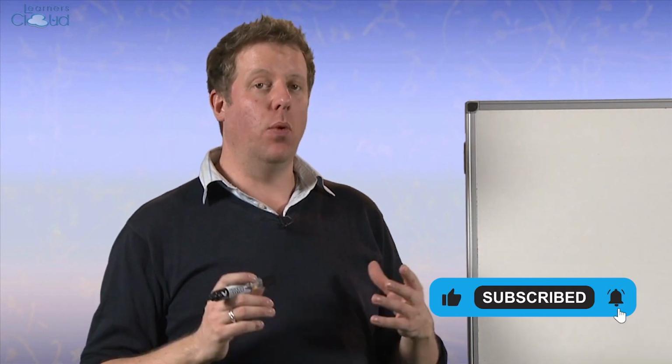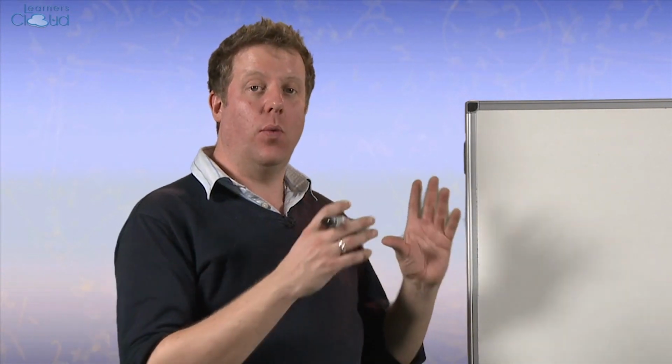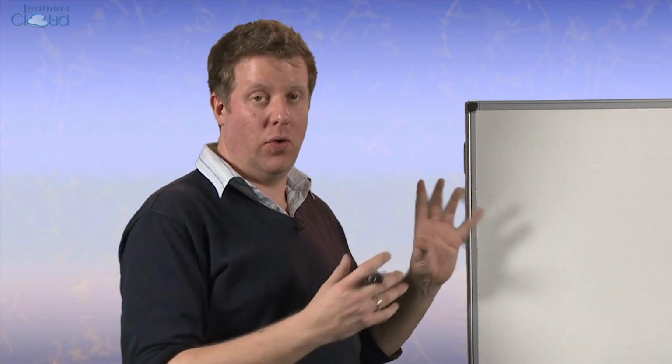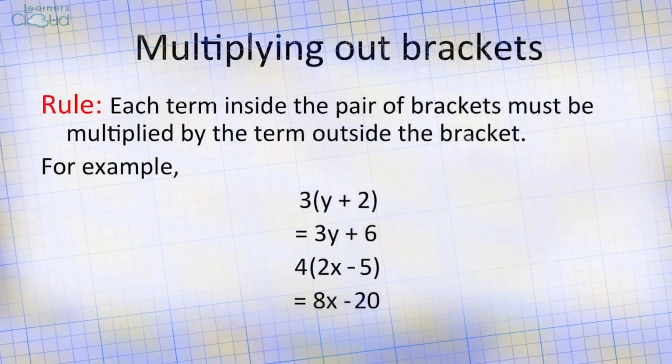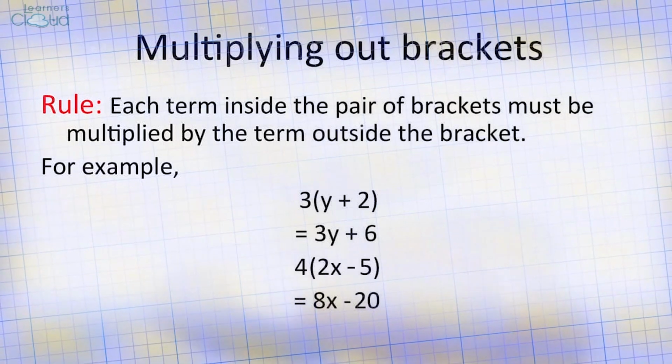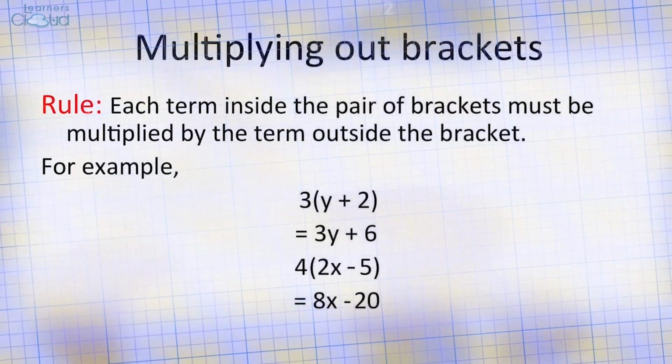Now, the next technique in algebra we need to know about is how to multiply out brackets. What we're going to do first of all is look at how we multiply out a bracket with a number, or indeed a letter outside, and then look at how we multiply a pair of brackets. When multiplying out brackets, we need to remember this rule. Each term inside the pair of brackets must be multiplied by the term outside the bracket.